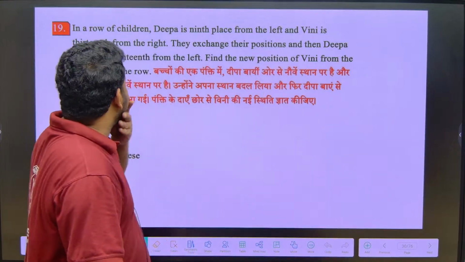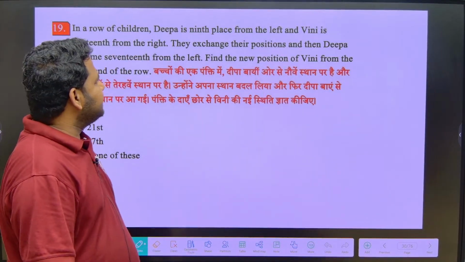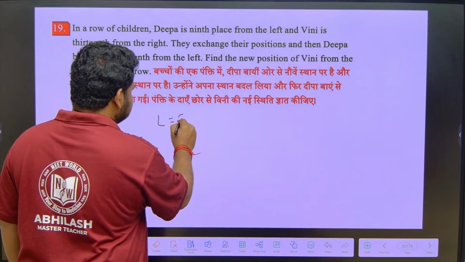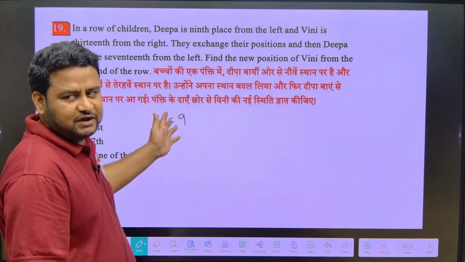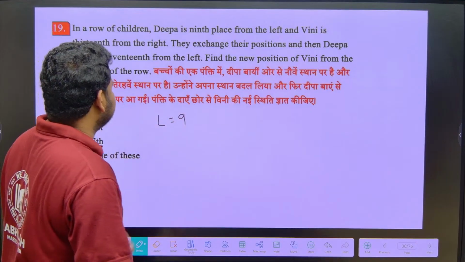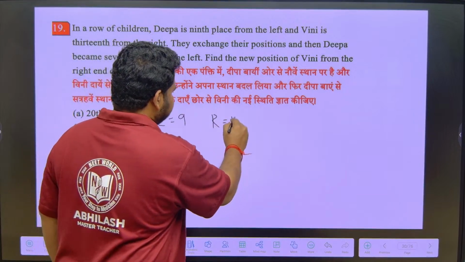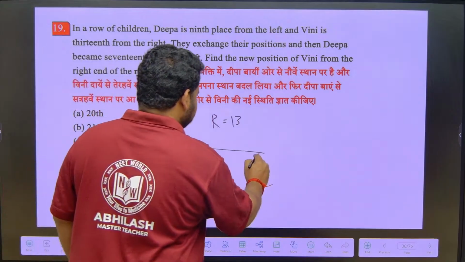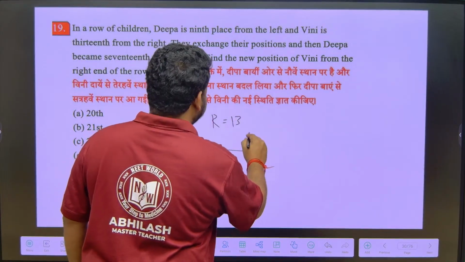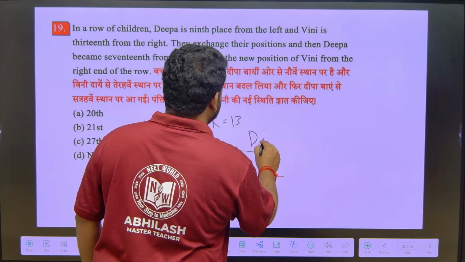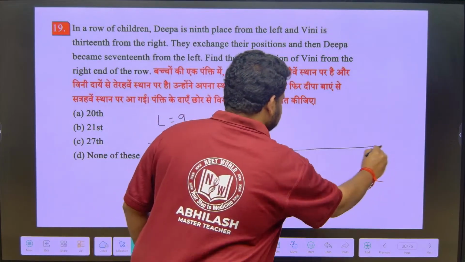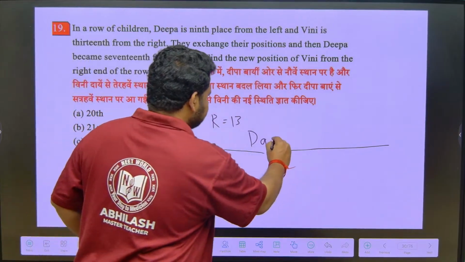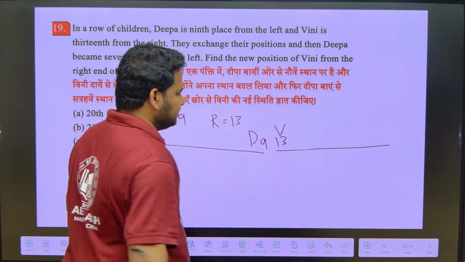Look at this question. In a row of children, Deepa is 9th from the left. So the position from the left is 9. And Vinny is 13th from the right, so the position from the right is 13. Got it. Now they exchange their positions. From the left, Deepa's position is 9th, and Vinny's position from the right is 13.